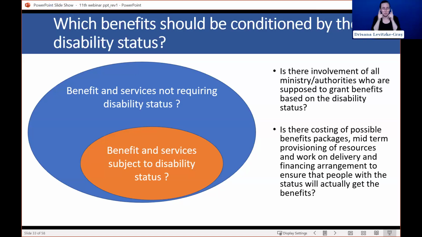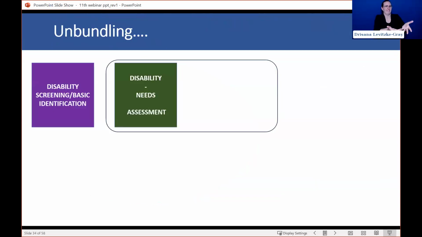Another element is ensuring that all the ministries and authorities that are supposed to grant benefits based on the disability status or the disability card are involved in the development of the disability certification mechanism, because they need to trust the system. If they don't trust the system, there will be difficulties afterwards in terms of granting the benefit. And associated to that, it's important as you develop or reform your system to do some costing of the different benefit packages and try to see how they will be resourced and what would be the delivery and financing arrangements of those different benefits. Because the last thing you want is people having a disability status or a disability card with no benefits that they can access.